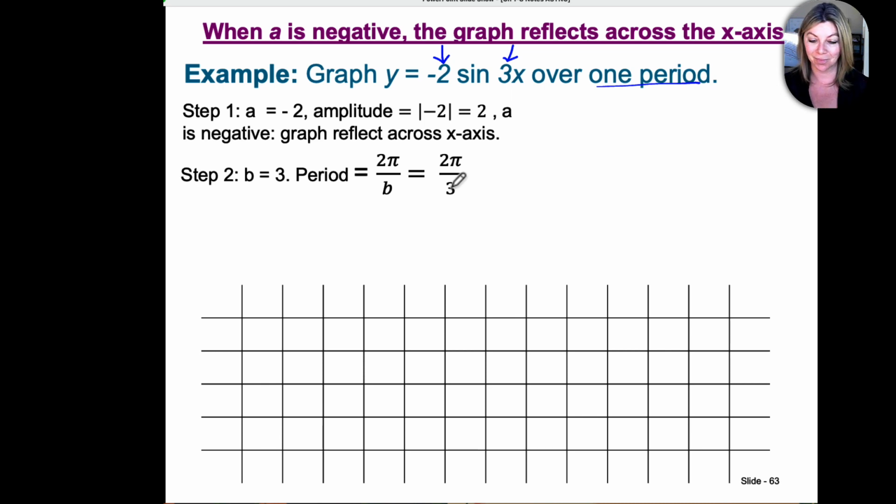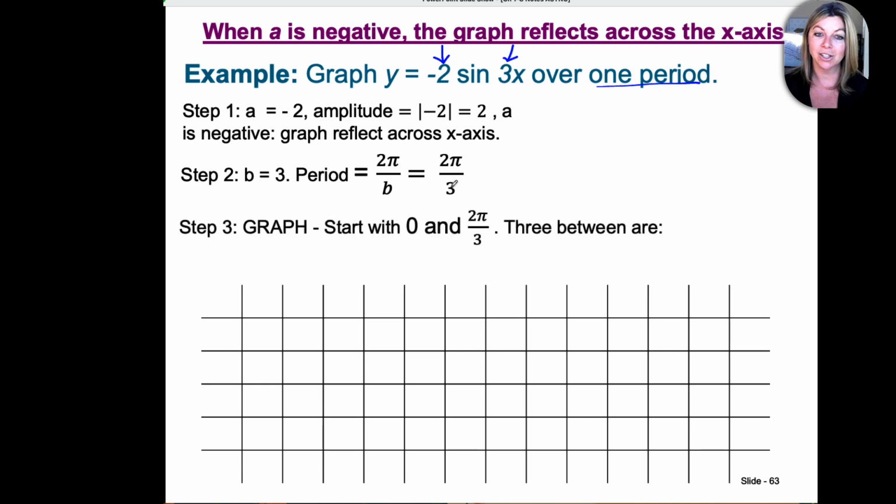Okay, let's start with our graphs of the 2 points on our graph of 0 and 2 pi over 3, okay? It's the starting point and the ending point. And this is sine, so remember with sine, our starting point is going to be on the x-axis. Our ending point is also going to be on the x-axis. And then the 3 points in between are, this is 2 pi over 3.